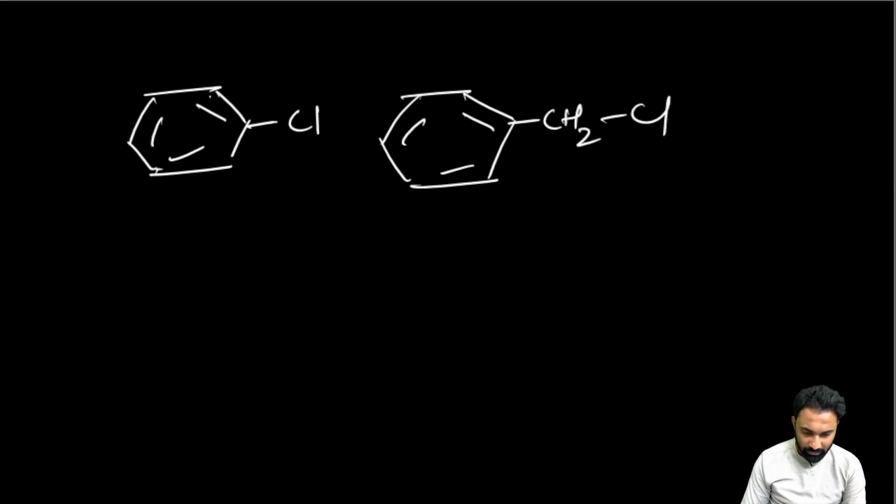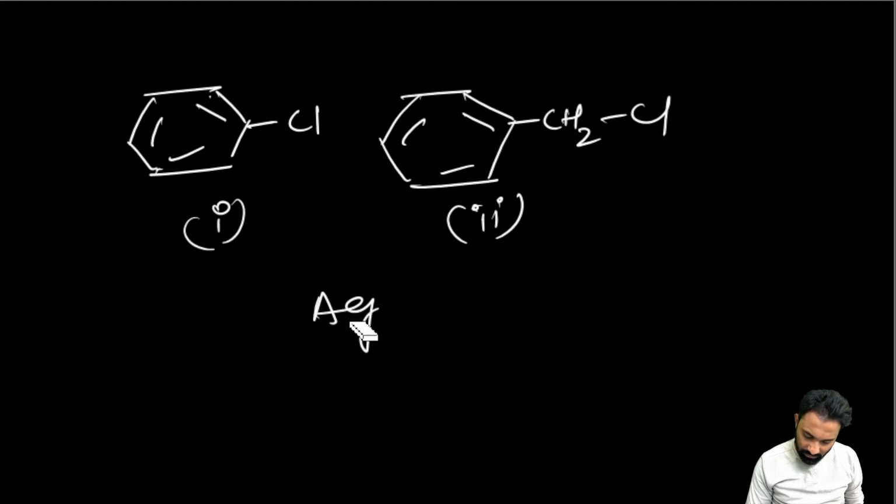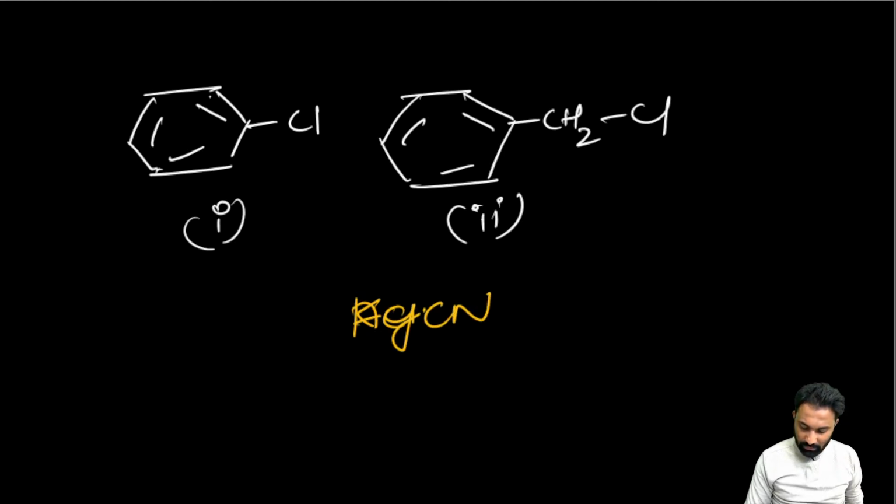If suppose they have given 1 and 2, which one will react very fast with AgCl? Not AgCl, better we will take KCl or AgCl only. Which one will react with the AgCl very fast among the 1 and 2?